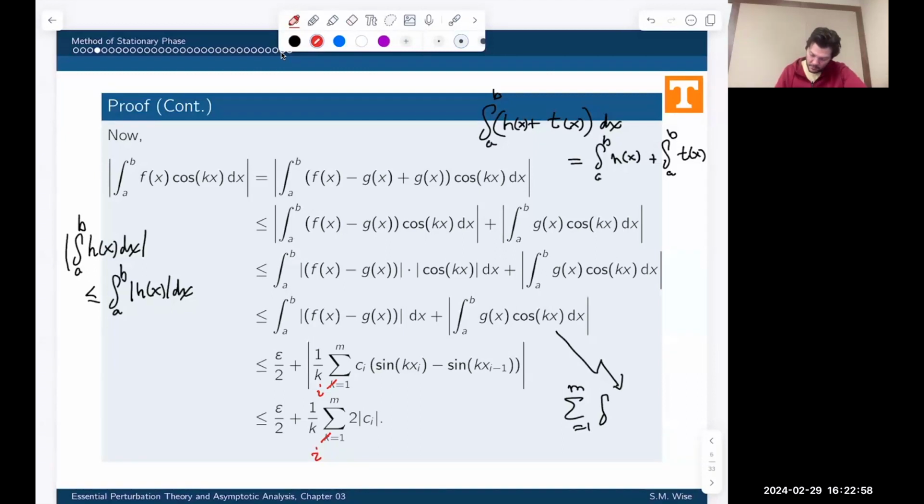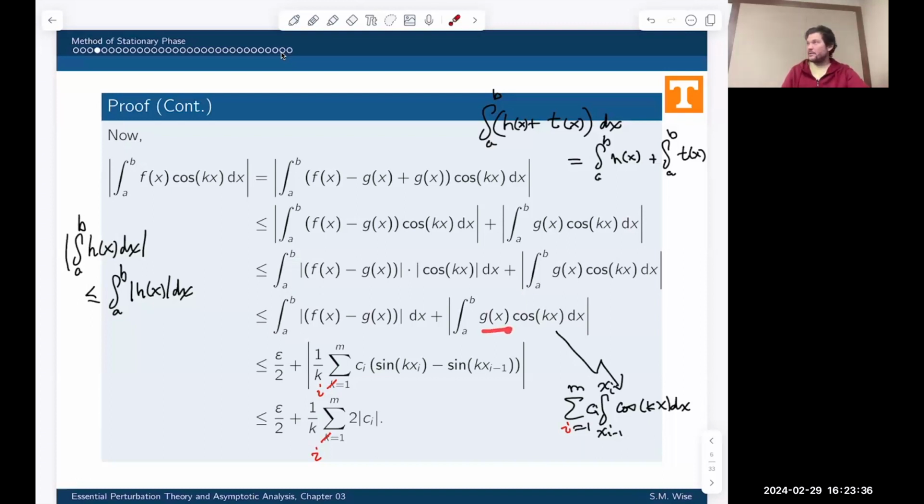k is my wave number. So there's a sum i equals 1 to m. And now I can integrate over each piece of that step function. But remember, the step function is defined through these characteristic functions. And so this really becomes the integral from x_{i-1} to x_i of c_i. The c_i can come out, and all that's left in the integral is going to be cosine kx dx. That's what happens when I replace g with what it actually is, that step function.